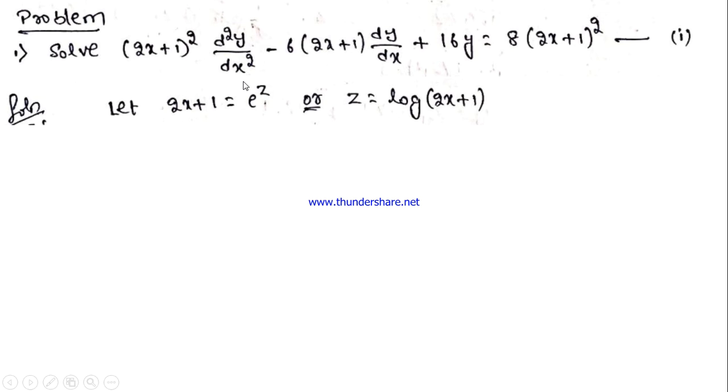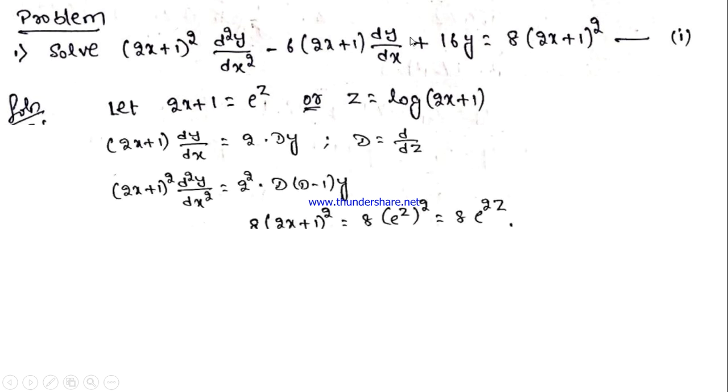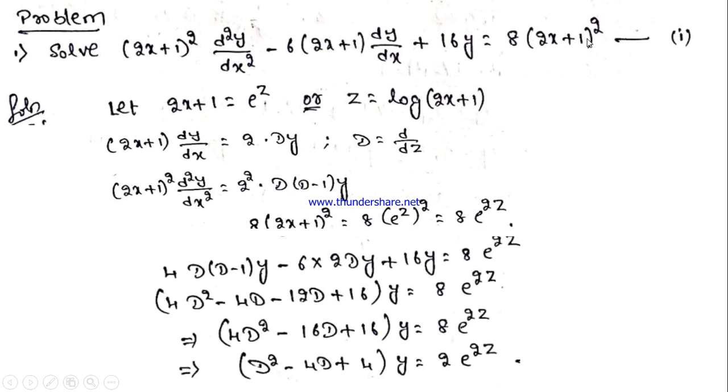So if we use this, we can note (2x plus 1) dy by dx becomes 2 dy, (2x plus 1) whole square d square y by dx square becomes 2 square D into (D minus 1)y, and your RHS is 8 (e power z) whole square. Now if I substitute all these things back in the given differential equation, you will end up with 4D(D minus 1)y, minus 6 times 2 dy, plus 16y equal to 8 e power 2z.